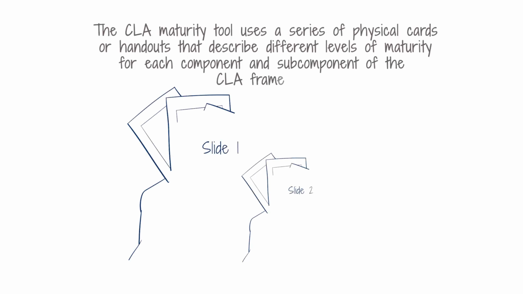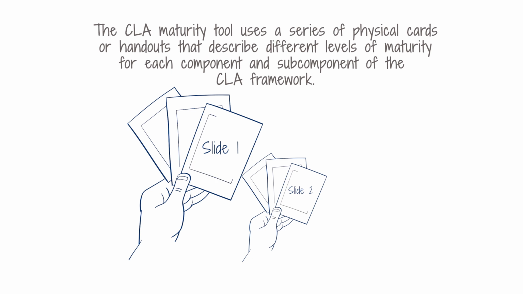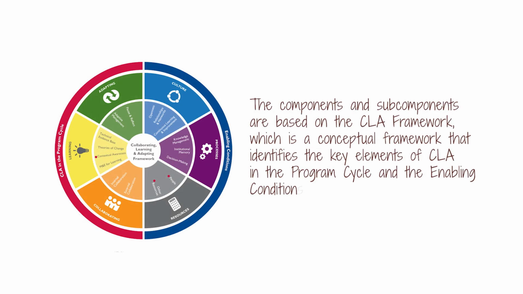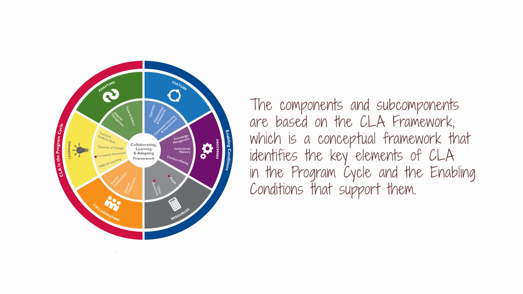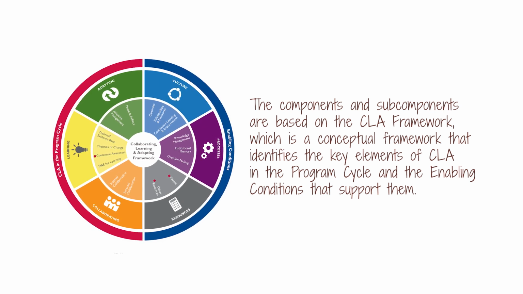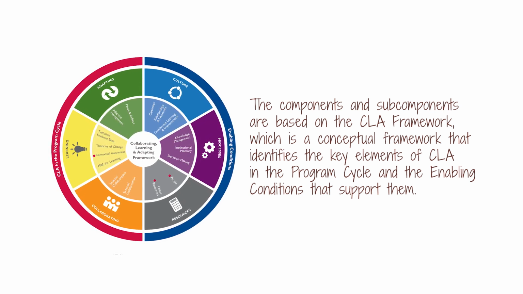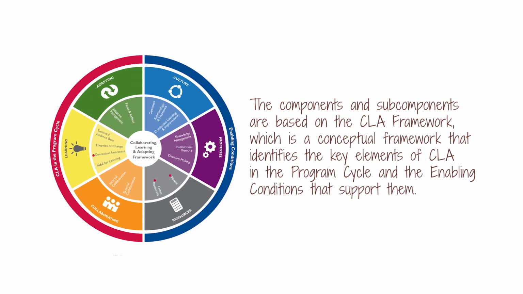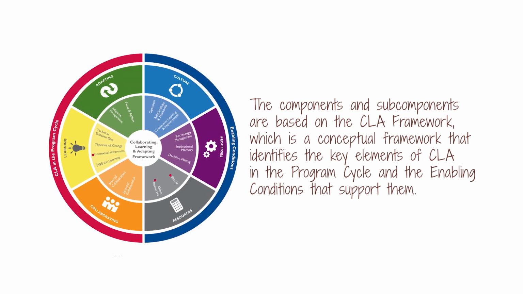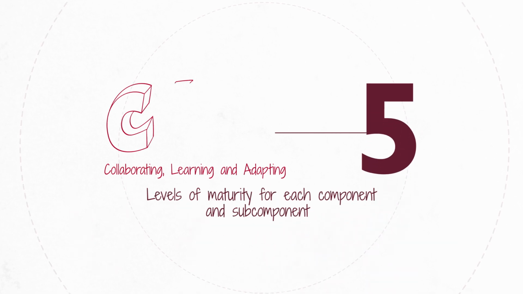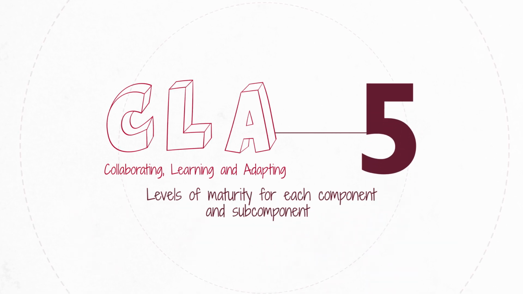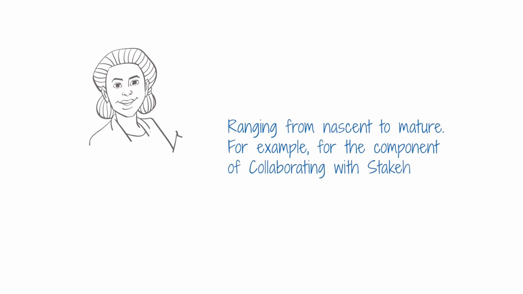The CLA Maturity Tool uses a series of physical cards or handouts that describe different levels of maturity for each component and subcomponent of the CLA framework. The components and subcomponents are based on the CLA framework, which is a conceptual framework that identifies the key elements of CLA in the program cycle and the enabling conditions that support them. The tool has 5 levels of maturity for each component and subcomponent, ranging from nascent to mature.